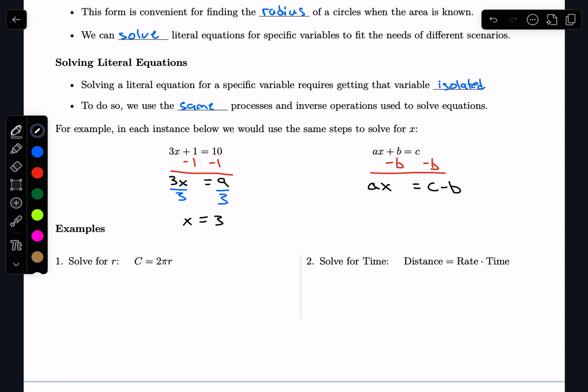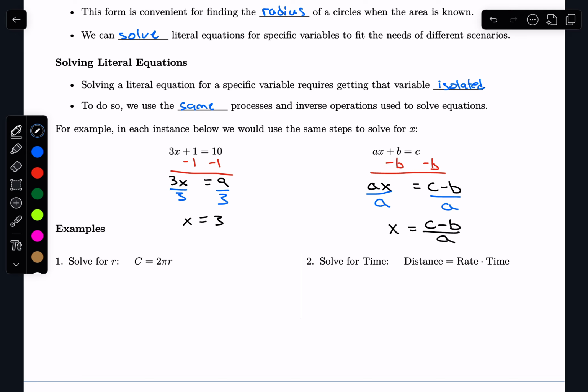All right, and then now we would use the multiplicative inverse. We're going to divide both sides by this a to get x by itself. On the left side, we just get x. And on the right side, again, because we don't know what c, b, and a are, we leave it as c minus b all divided by a. And that would be that formula, ax plus b equals c, solved for x.